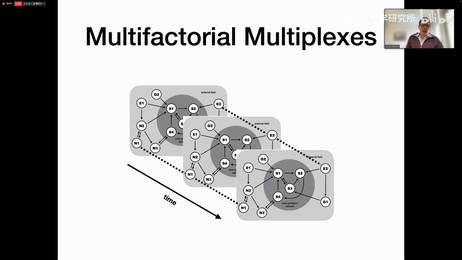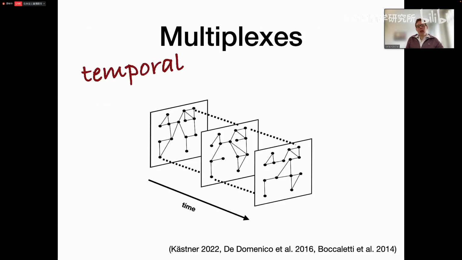An alternative way of representing this kind of, in this case, multifactorial temporal multiplex would be to have a single layer of network with recurrent connections with differential equations within each layer. But that's not as intuitive to grasp as this kind of representation. Okay, so how do these temporal multiplexes fare with respect to the challenges that I outlined?